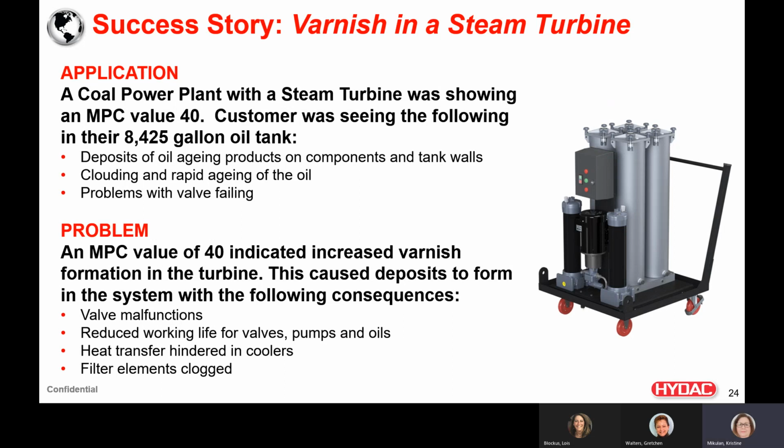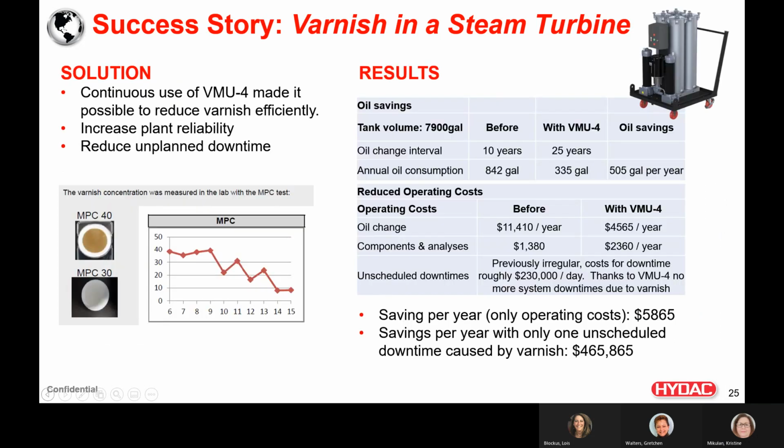This caused deposits to form in the system. So they saw valve malfunctions. They saw reduced working life of the valves, the pumps, and the oil itself. They saw heat transfer reduced because those varnish precursors were coating the cooler, that cool surface. And they experienced clogging of the filter elements. By incorporating a VMU4, it made it possible for the customer to reduce the varnish very efficiently in their system. They were able to see increased plant reliability and reduced unplanned downtime.